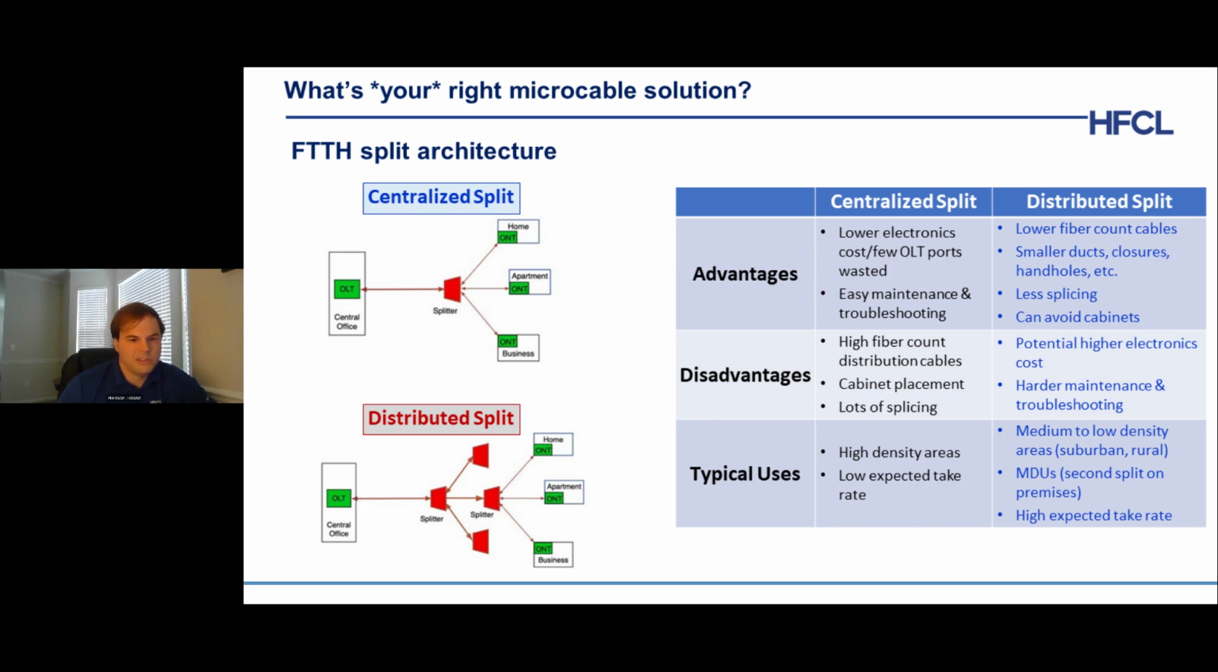And so for a typical application on the centralized split, you may be looking at high density areas or lower expected take rate relative to the distributed split. And then the typical use case for distributed would be medium to low density areas such as suburban or rural, and then MDUs, where you're doing the second split on the premises.